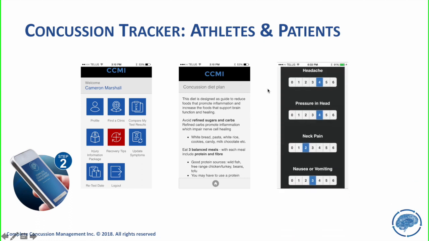They can report their symptoms every day. So even when they're not in the clinic, you can have an idea of how they're recovering, what activities they're doing, and what's bothering them, what's not bothering them.